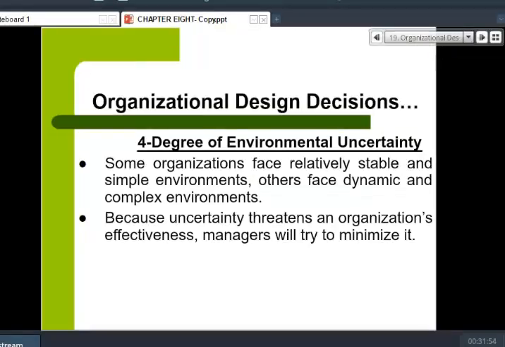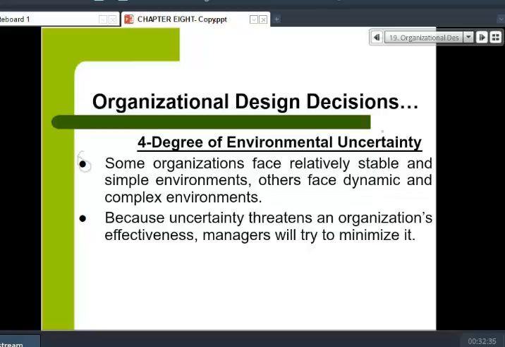The degree of environmental uncertainty. Some organizations face relatively stable and simple environments. Others are facing dynamic and complex environments. Some companies are very static and stable. They never face any challenges. They have routine work, like distributing channels for drinking water, and a routine geographic area they need to serve. But others have a dynamic, changing environment.